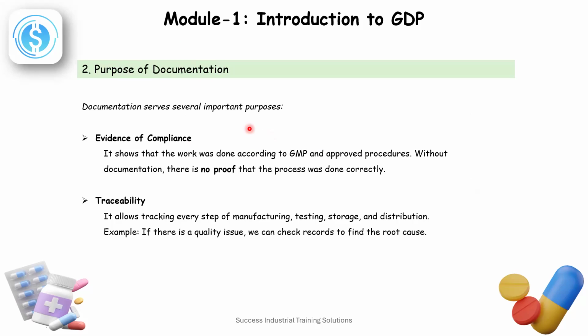Next, we will cover the purpose of documentation, why documentation is required. Documentation serves many important purposes. The first purpose is evidence of compliance. It shows that the work was done according to GMP and the approved SOP. Without documentation, there is no proof that the work was performed correctly. The second purpose is traceability. Documentation helps us track every step of manufacturing, testing, and storage, and if there is any problem in the product, the record helps us to find the root cause of that particular problem.